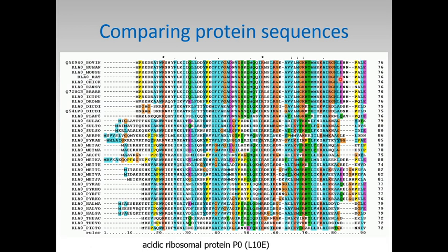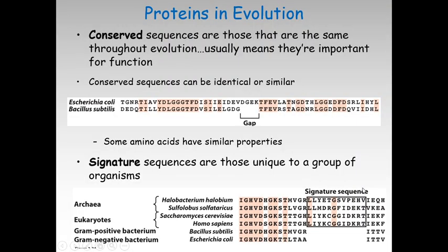We can, however, compare and contrast various protein sequences from different organisms, and we can come up with hypotheses as to how proteins may have evolved from their ancestors. That is one of the primary uses of comparing protein sequences. Conserved sequences are those that are the same throughout evolution. Usually this means they are important for function. Conserved sequences can be either identical or similar.